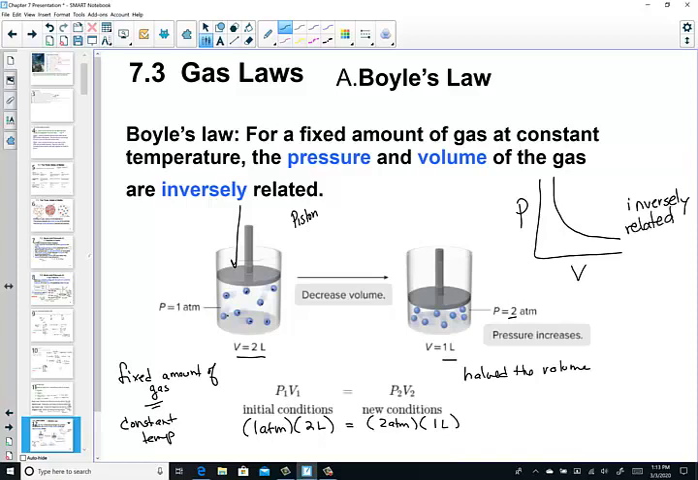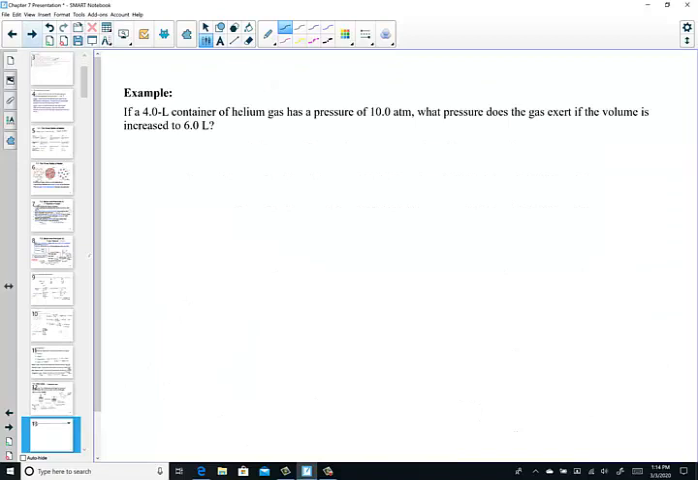And just think of the compression of a piston. And the opposite would be true as well. If we pushed up on the piston, the pressure would drop. More room to move around, therefore the pressure will drop. So let's try an example of Boyle's law.